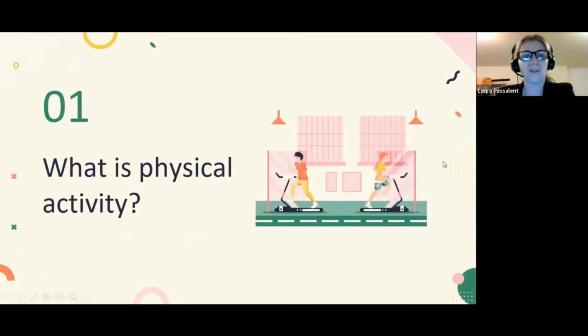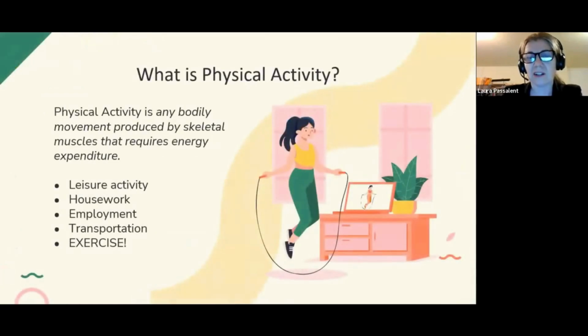Okay. So the first thing we're going to talk about in general terms is what is physical activity? Physical activity is any bodily movement. So basically just moving around. And this movement is produced by skeletal muscles and requires energy expenditure. So this could include leisure activity, so what you do on your time off, housework, employment. Do you have a very sedentary role at work or a very active role in your job? It also relates to transportation, in the sense of how do you get back and forth from work? For example, how do you commute?